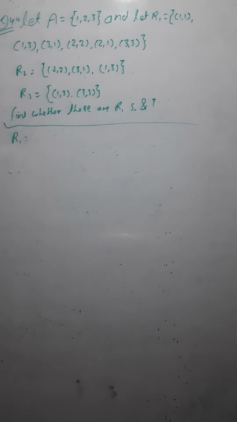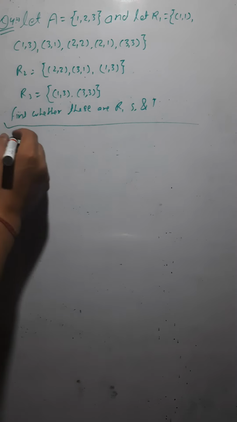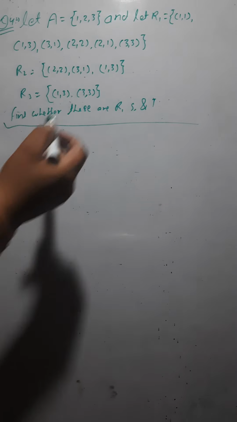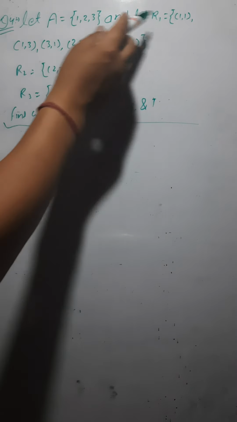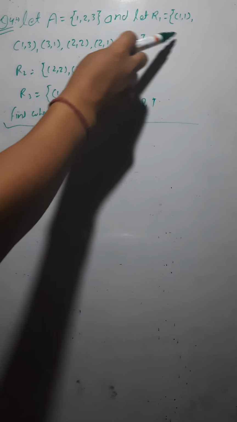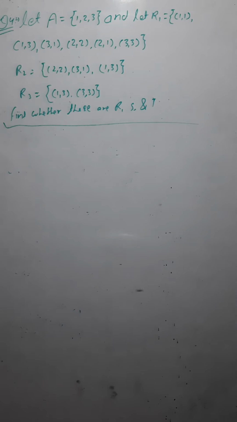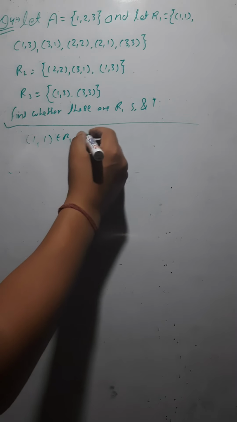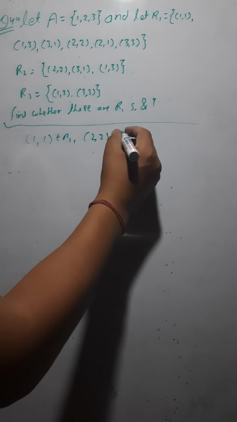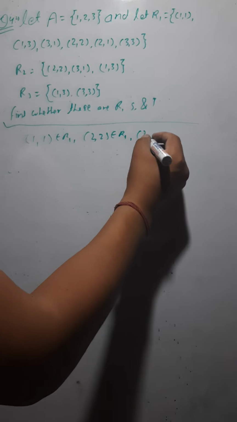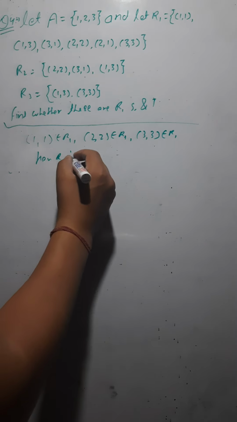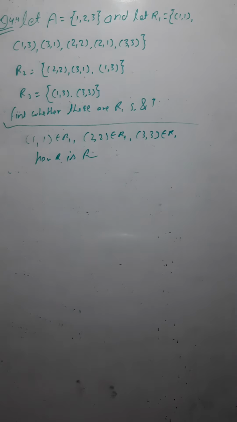So let's check first the R1 relation here, whether this R1 is reflexive or not. Now if you see in relation R1, the doublets of all the elements are there. 1 1 is there, 2 2 is there, and 3 3 is there. So 1 1 belongs to the relation R1, 2 2 is also there in the relation R1, and similarly 3 3 is also there in the relation R1. Hence R1 is reflexive, isn't it?